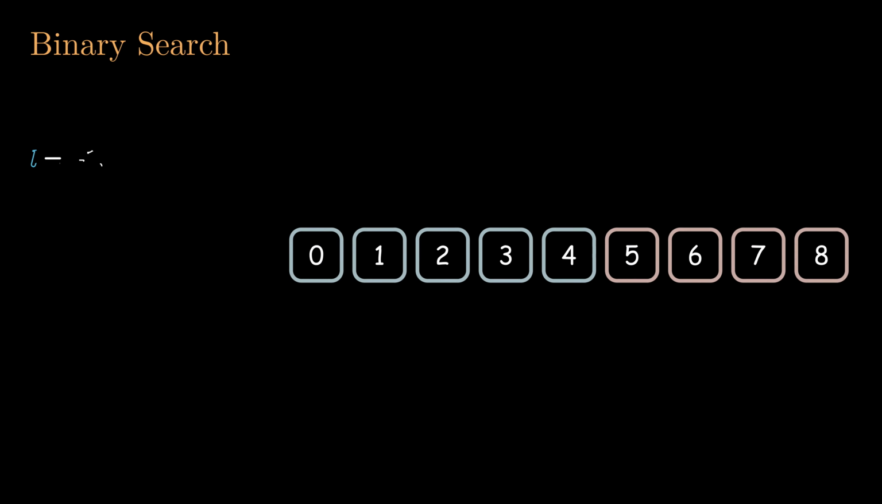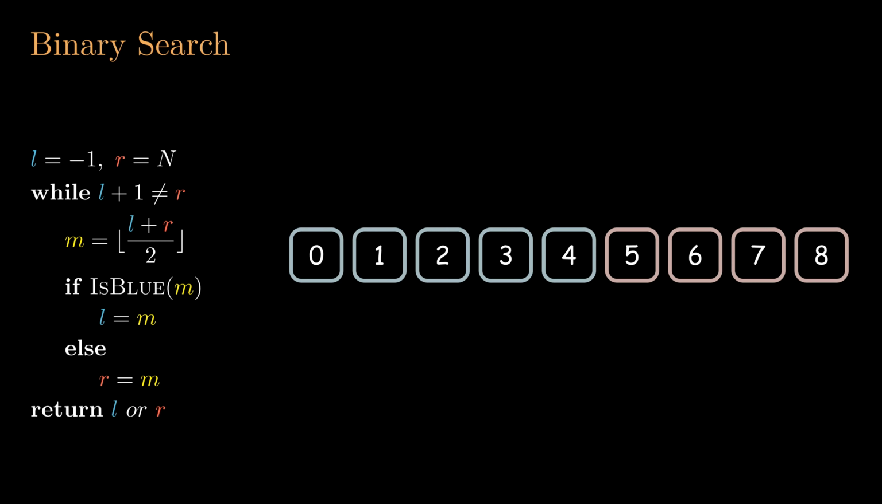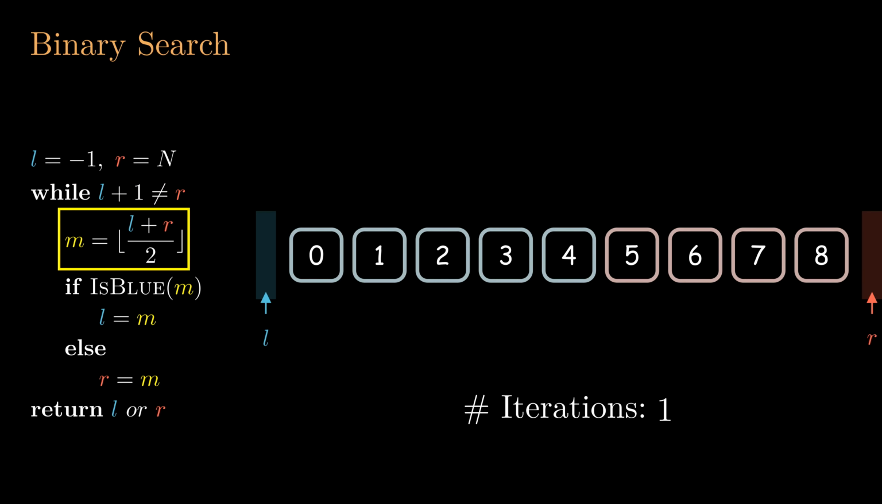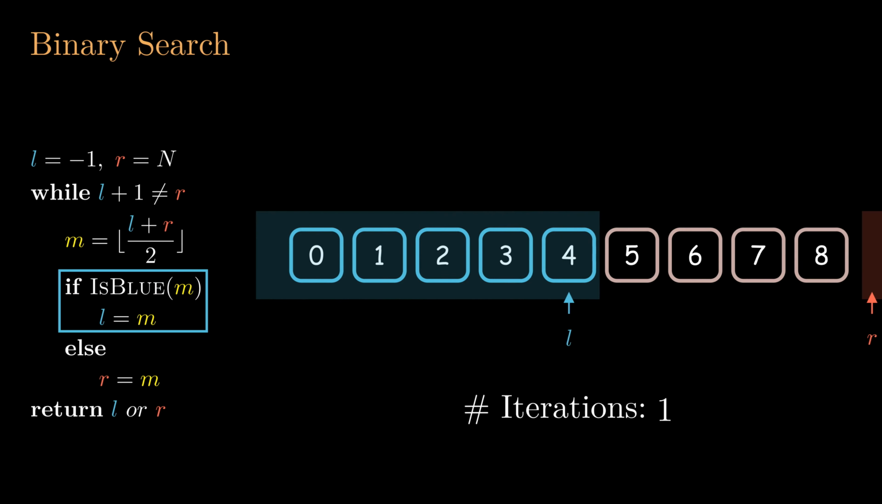Now, let's go through the pseudocode of binary search. At the beginning, we create 2 pointers, L and R. L points to -1 and R points to n. The 2 pointers represent the frontier of the blue and red regions. Then, if L plus 1 does not equal R, the algorithm will enter the loop. We'll obtain the position of the element in the center of the gray region, denoted as M, and M equals L plus R divided by 2, and then take the floor. If M is blue, we will let L equal M. In other words, extend the blue region to M.